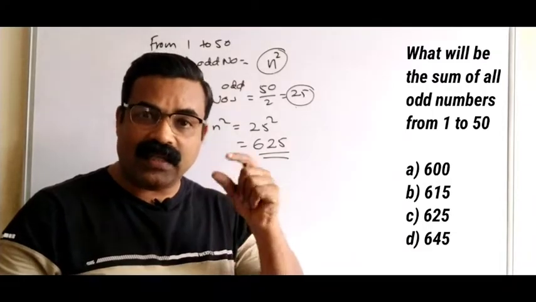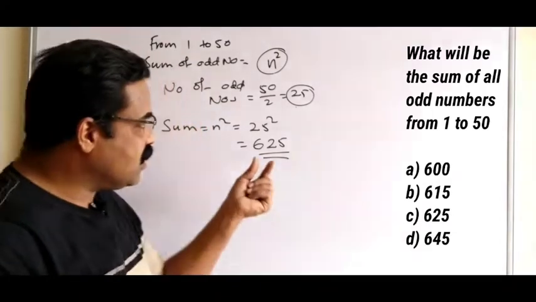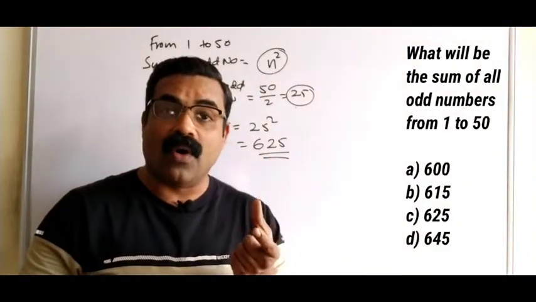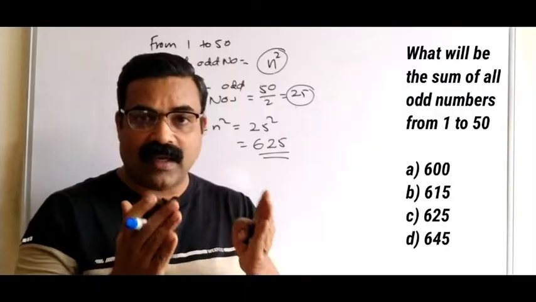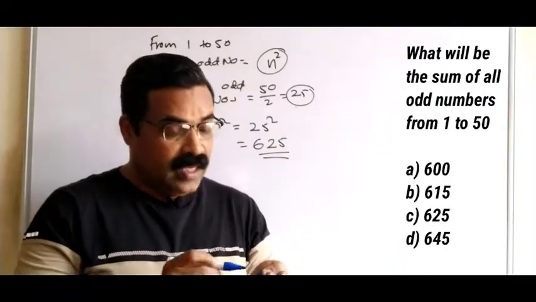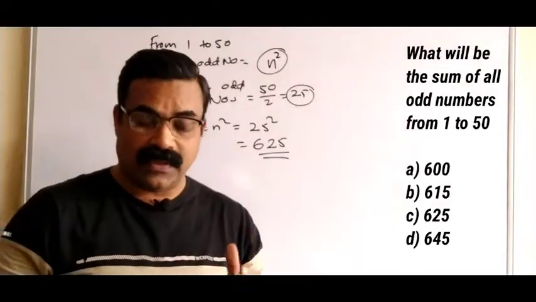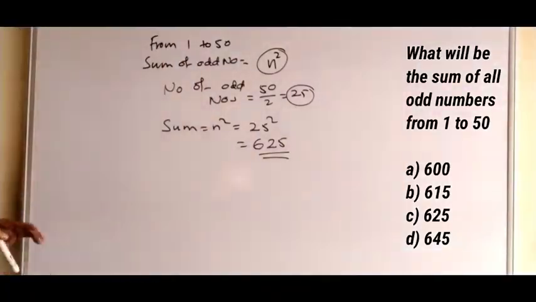The formula is n square. 25 square, 625. So this way you can calculate the sum of all odd numbers from a given number to a given number. Now the same question let us change. Let us find out the sum of even numbers. So here the formula will change.